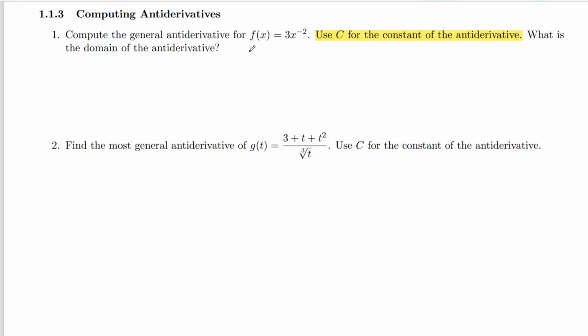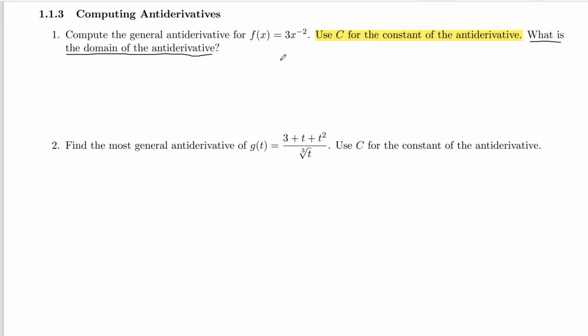All right, so number one here says compute the general antiderivative for f of x equals 3x to the negative 2 power. Something that's going to be important about antiderivatives is going to be very relevant to pointing out the domain. So we're going to have to make sure we point out the domain in these types of equations, or at least kind of plant that seed that we should think about what the domain of the antiderivative is. All right, so with that, we have to go ahead and do the antiderivative first.